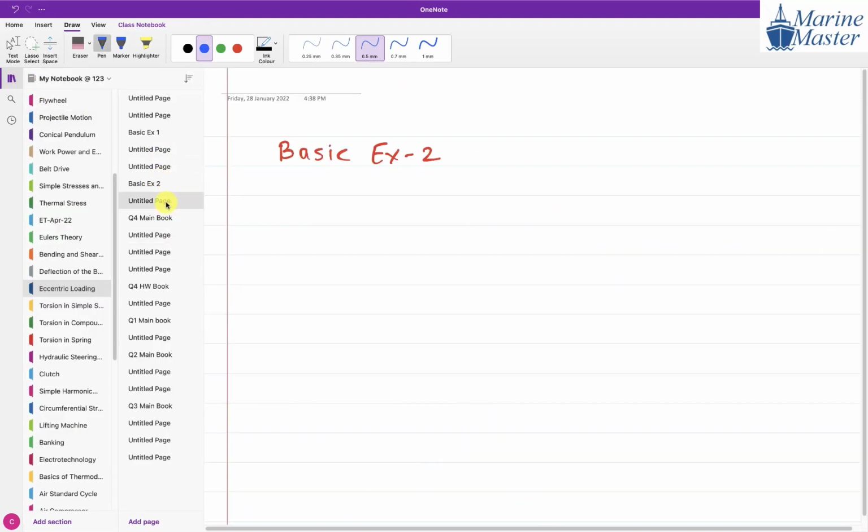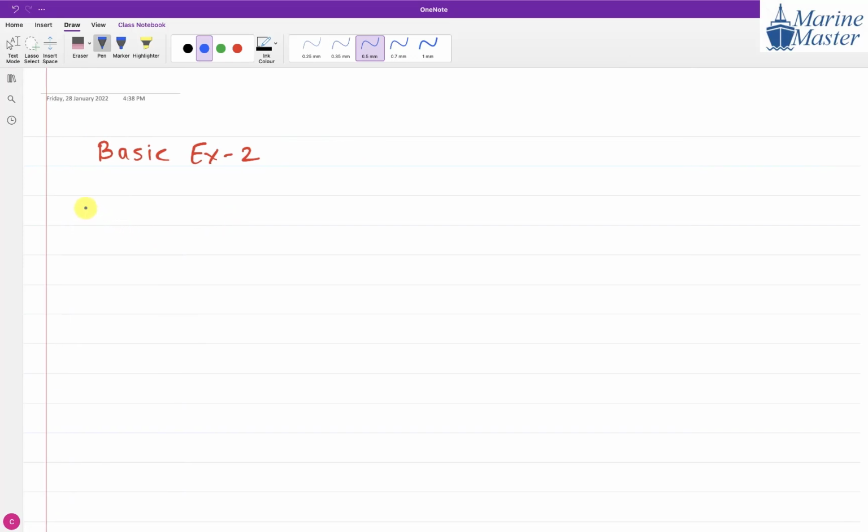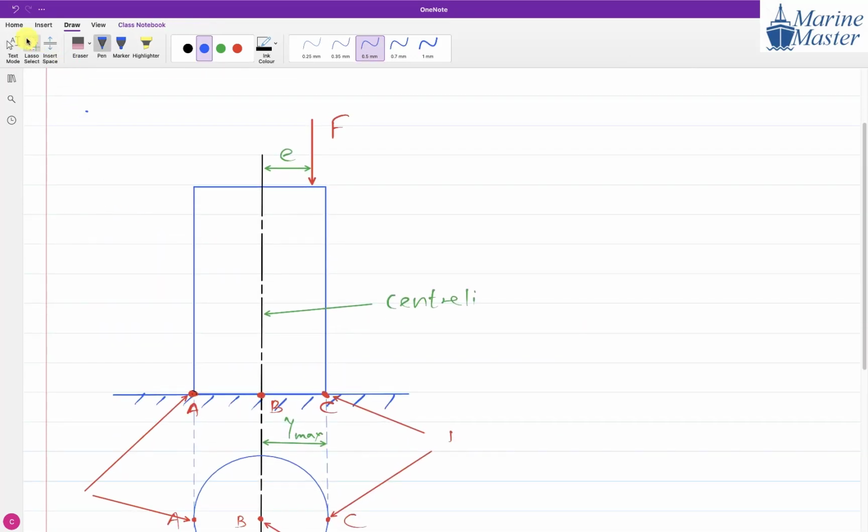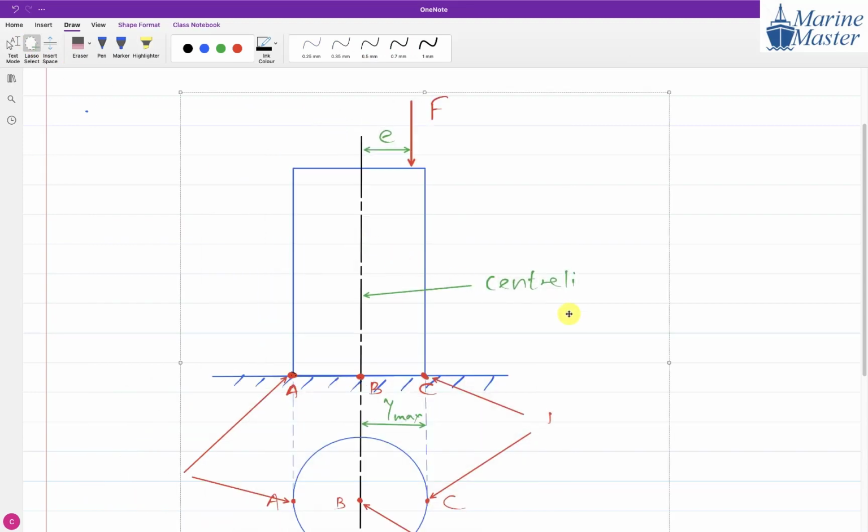Can we draw now? No, you don't have to write anything yet. First of all, let me complete the things and then I will give you proper time to write down the things.